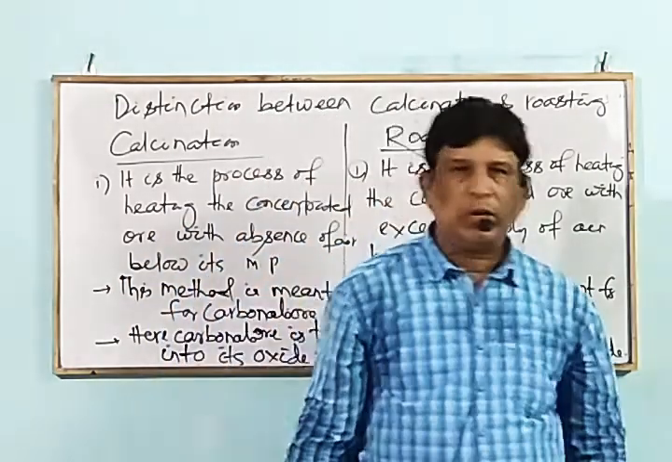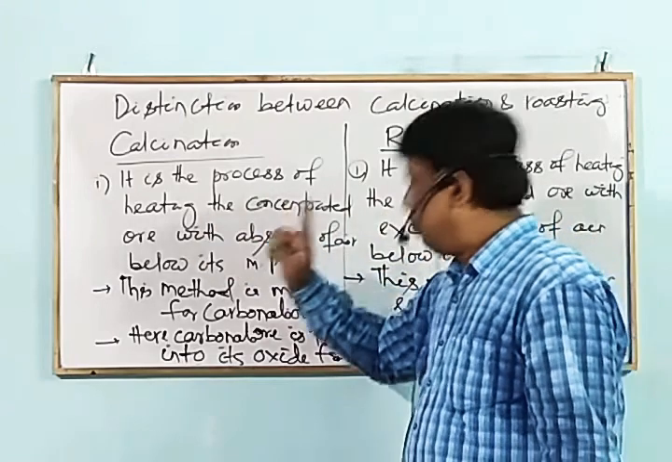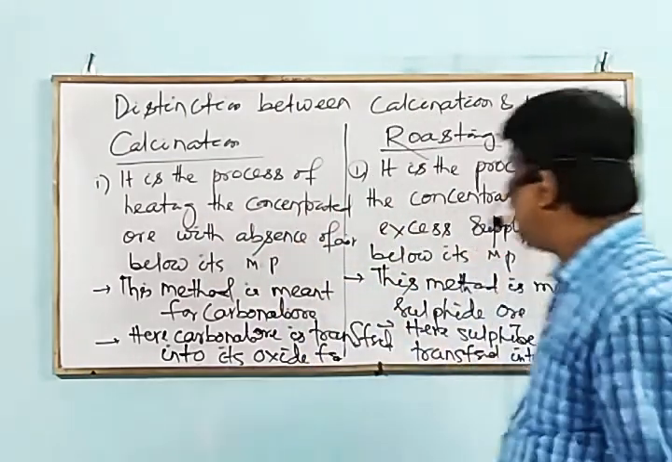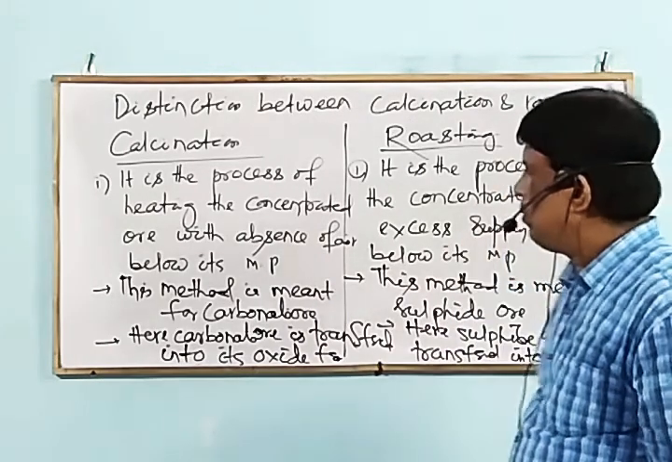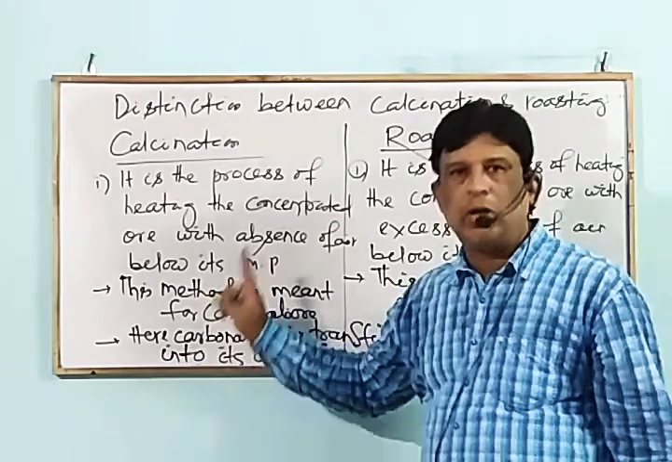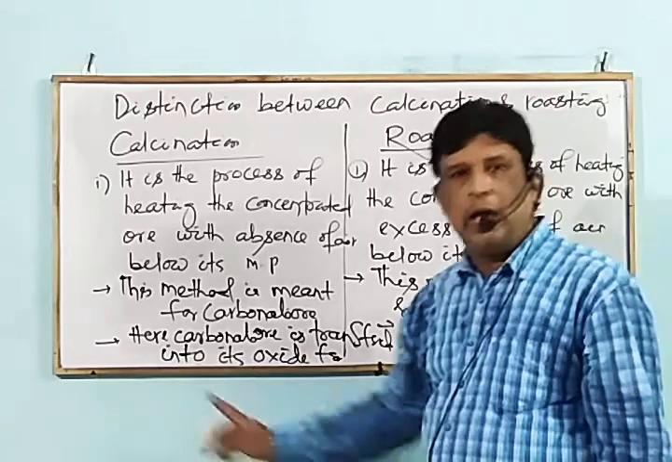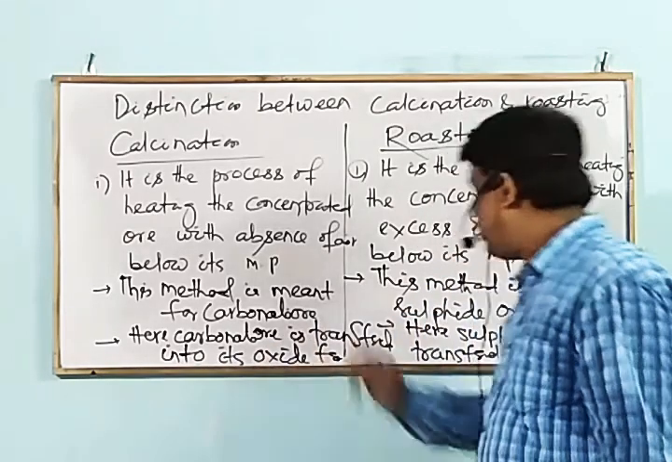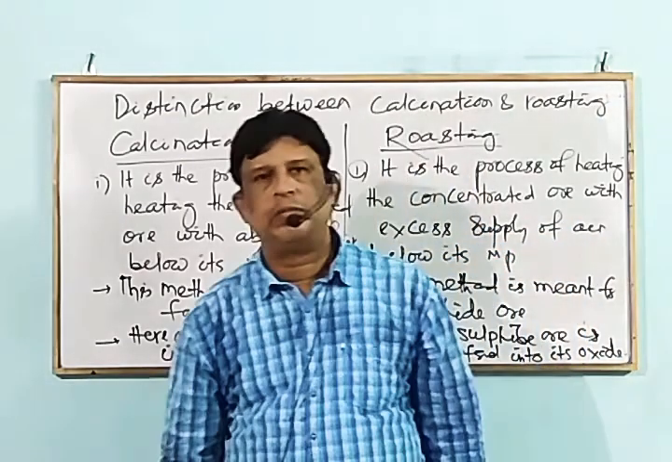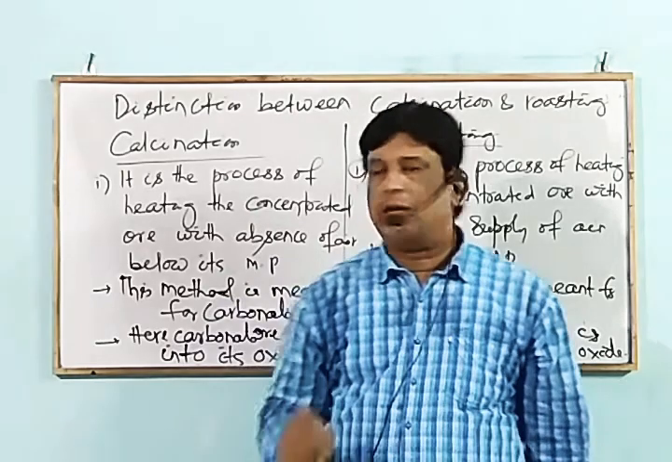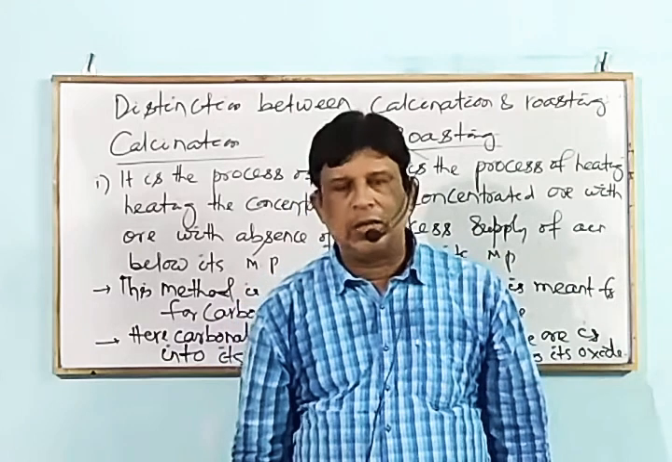Very, very important to mark question. First one is the definition: strongly heated below its melting point in absence of air. Strongly heated below its melting point with excess supply of air. Point 2: this method is meant for the carbonate ore. This method is meant for the sulfide ore. Here carbonate ore transfers to oxide form. Here sulfide ore transfers to its oxide form. This is the important to mark question: distinction between calcination and roasting.